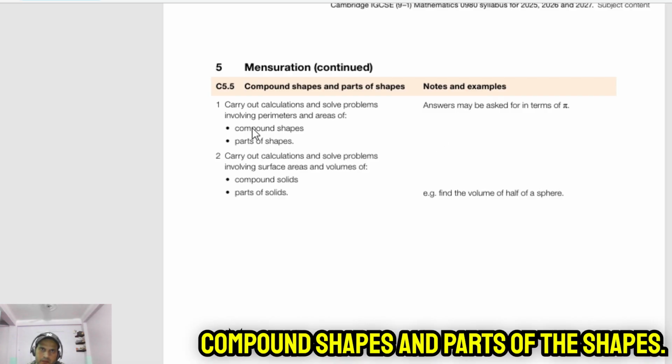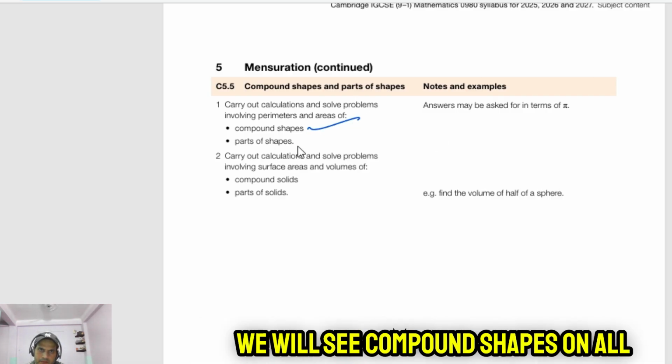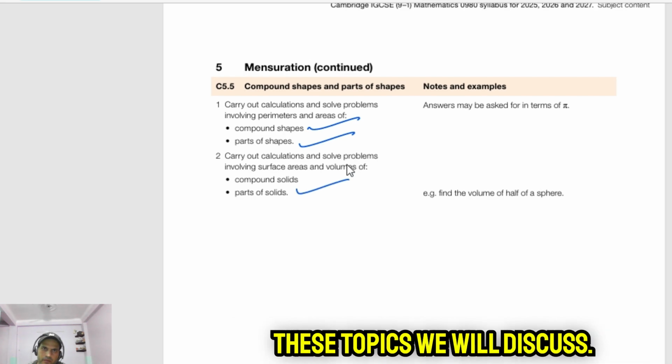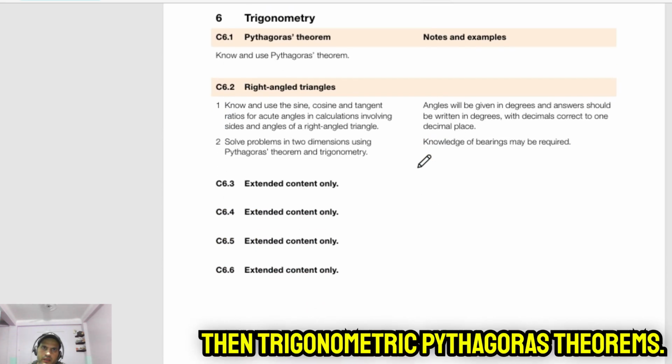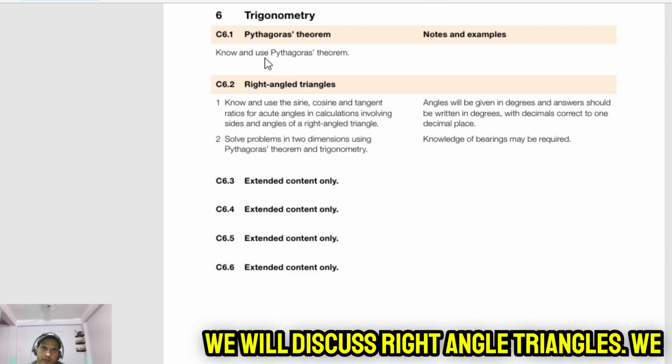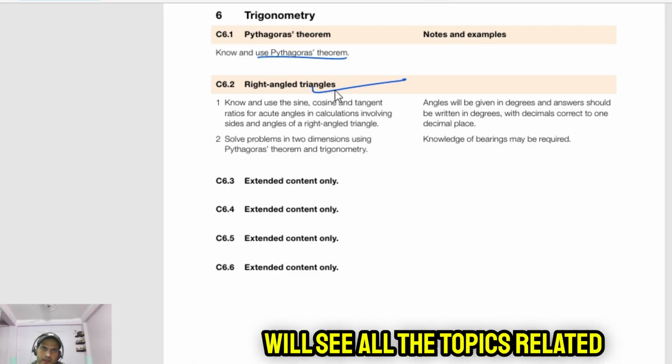Compound shapes and parts of shapes. We will see compound shapes, and on all these topics we will discuss. Then trigonometry and Pythagoras theorem we will discuss. Right angle triangles: we will see all the topics related to this part.